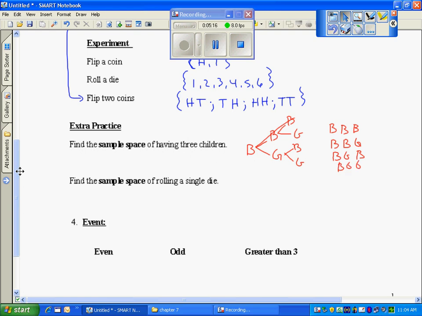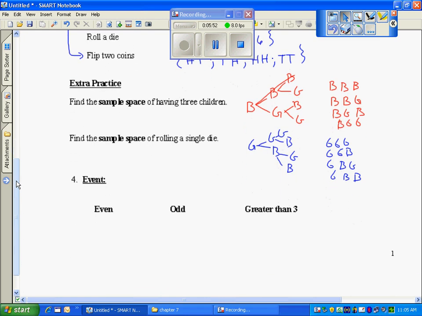Now, that produced 4. Well, what if I started with a girl first? Then I could have gone girl, girl, boy, girl, or boy. So it would have been girl, girl, girl, girl, girl, boy, girl, boy, girl, or girl, boy, boy. So it's just switching the letters. So if you notice, those are all of my sample space elements.